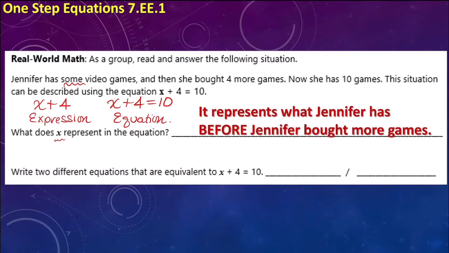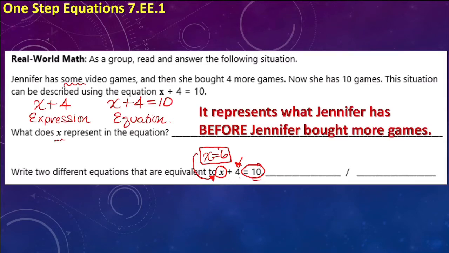Now the next part right here, it says write 2 different equations that are equivalent to x plus 4 equals 10. Let me show you how this works. What you want to basically do is, let's figure out what x is. What is x? Well, x has to be 6, right? Because 6 plus 4 equals 10. So what I want to do is I can just write out any equation, but I want to make sure that in each one of my equations that x is equal to 6. Now I don't care if it equals 10 on one side, I don't care if you add 4. All we are concerned about here is that the x value, when we solve it, is equal to 6.